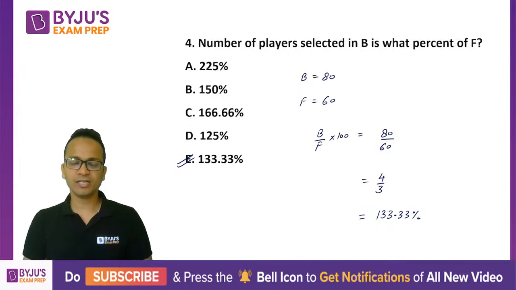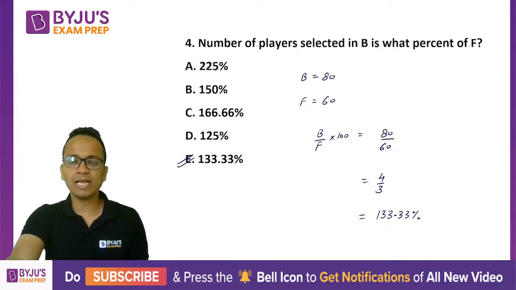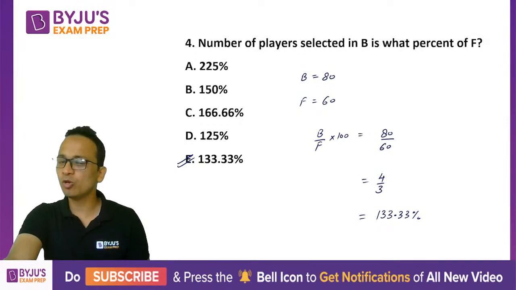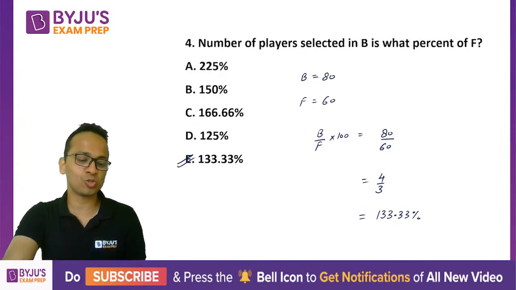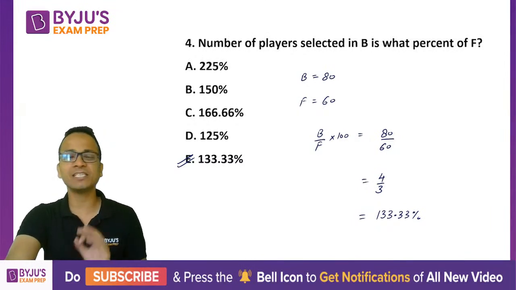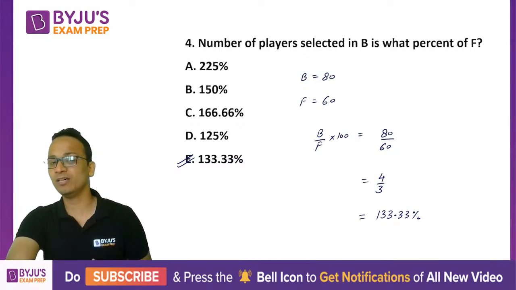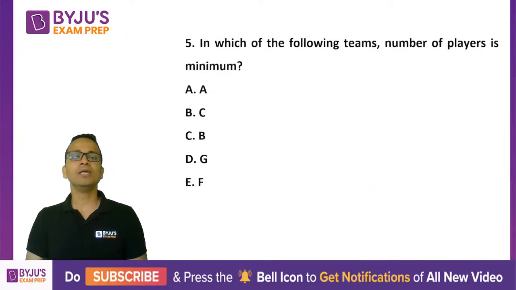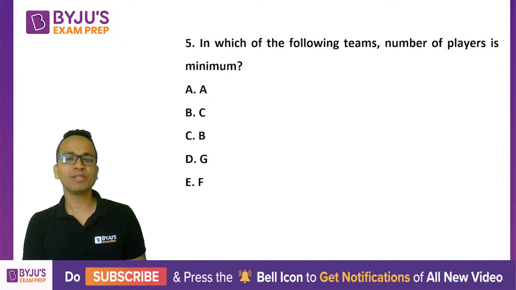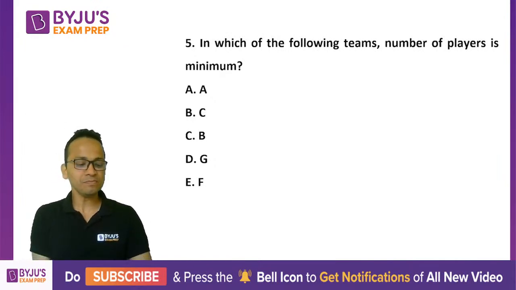Right? Okay, now with this, let's move on to the last question of this set, and then we'll go on to the second set, which will be a wonderful set to solve. Actually, the second set is an amazing set and you will learn a lot of things from it. Okay, so fifth question for this set. In which of the following teams is the number of players minimum? Wow, such an easy question to end with.